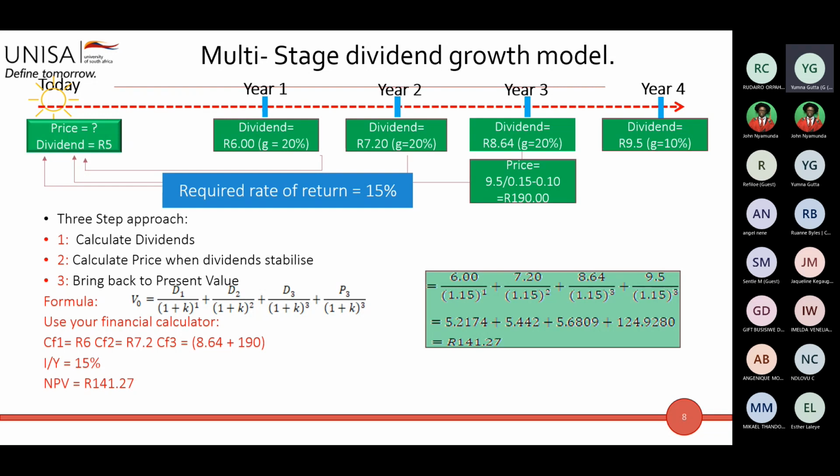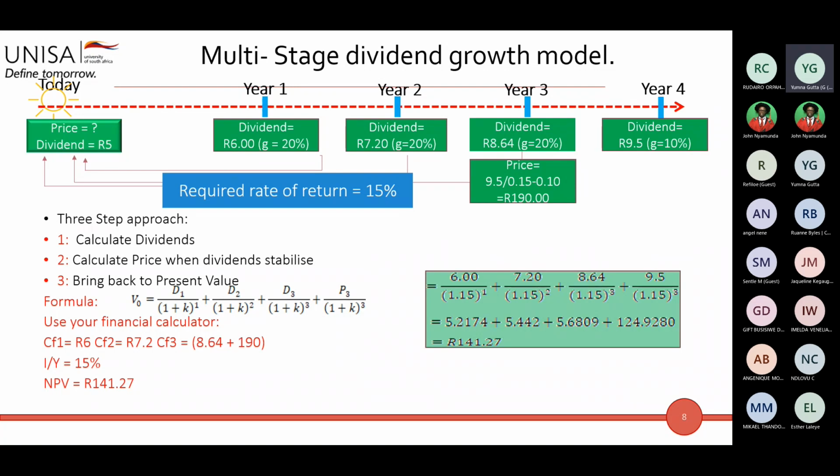So if you look at the number line here, I will highly suggest to you, when you are working with a multi-stage dividend growth model, it's always advisable to draw the number line. Because now you have to bring everything back to the present value, the way we did with bonds, but now we're working with shares and dividends. So we draw a number line so we can clearly see each step that needs to be brought back to year 0, right?